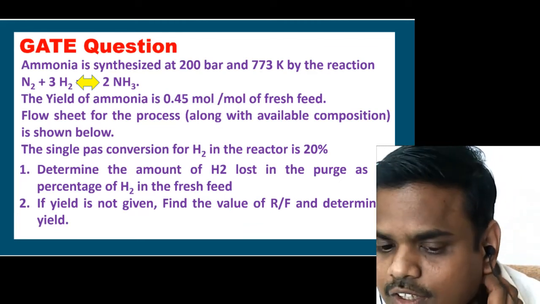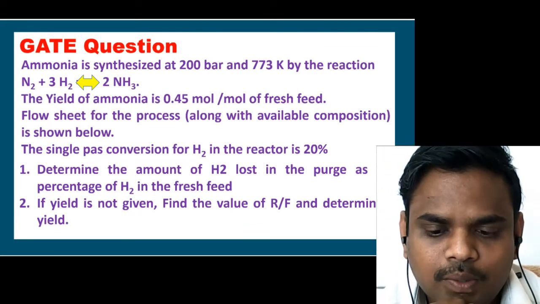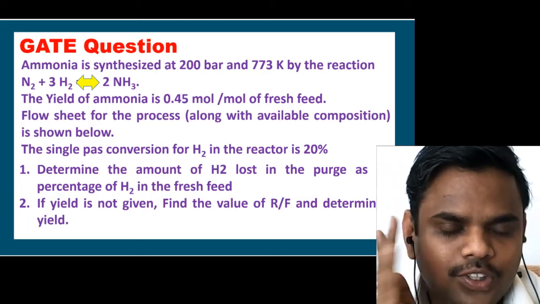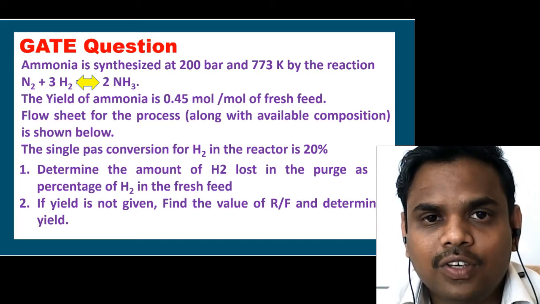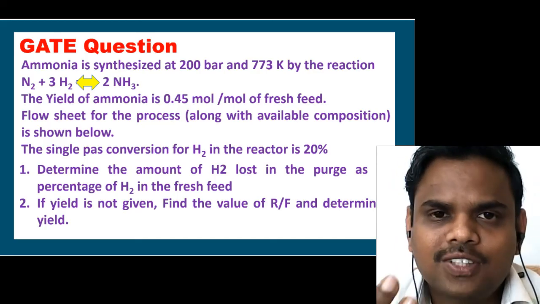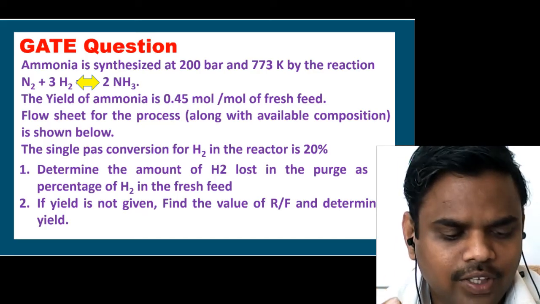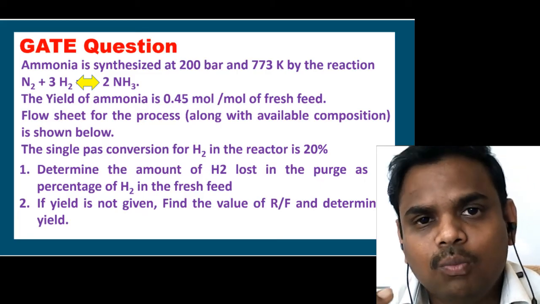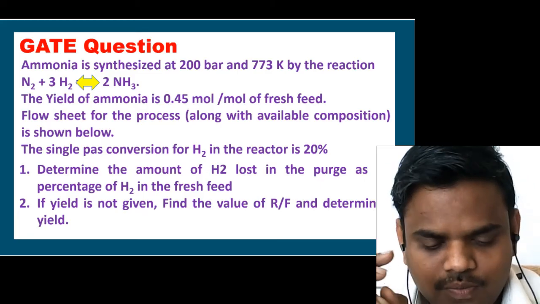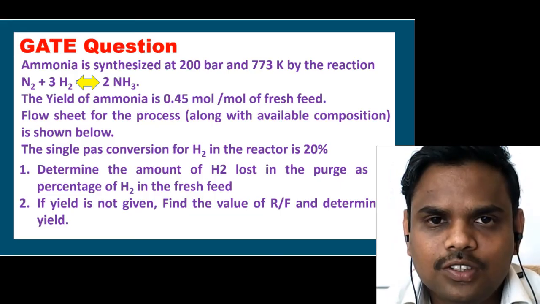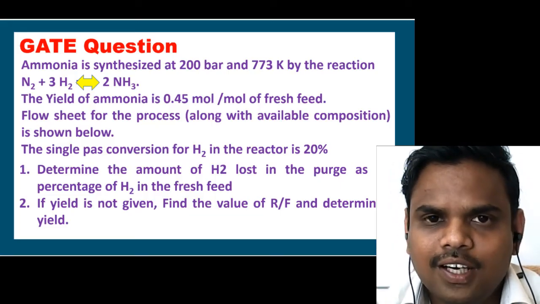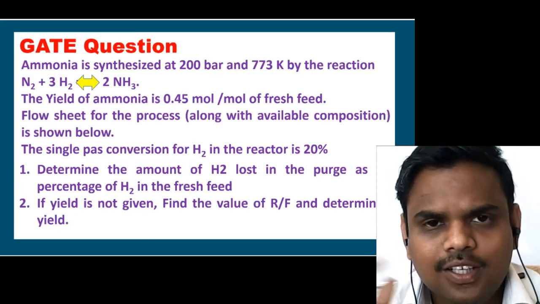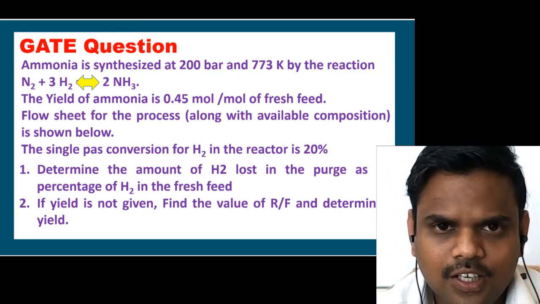Then the flow chart is given. The flow chart for this process along with available composition is shown below. That means we have a feed which is having a composition of 75 mole percent hydrogen, 24 mole percent nitrogen, and 1 mole percent inerts. And similarly, the recycle composition is also given: 75 mole percent hydrogen, 15 mole percent nitrogen, and 10 mole percent inerts. Total should be 100. You can check it.